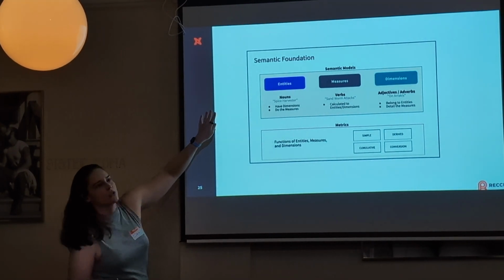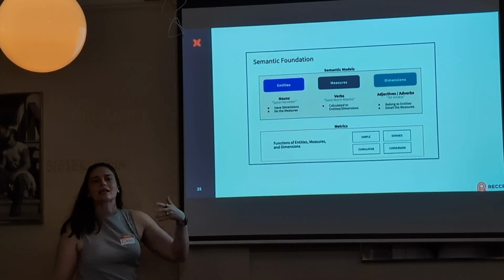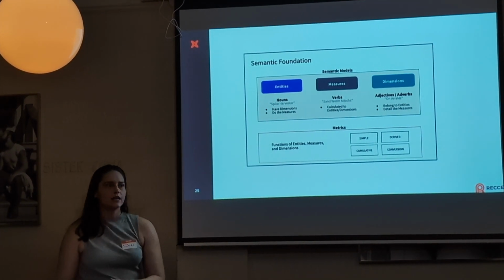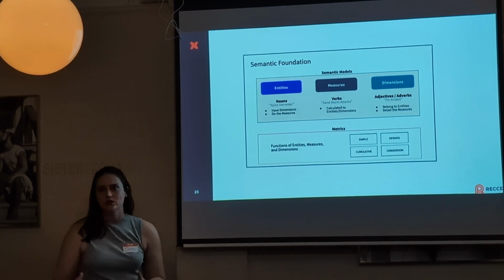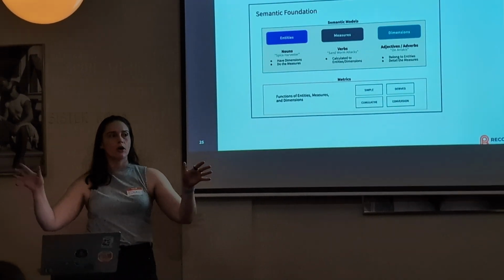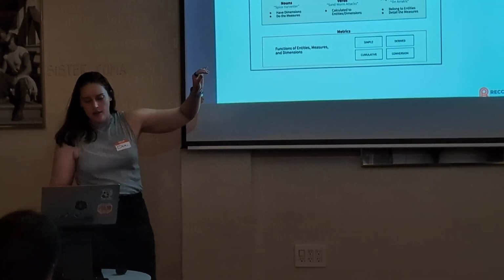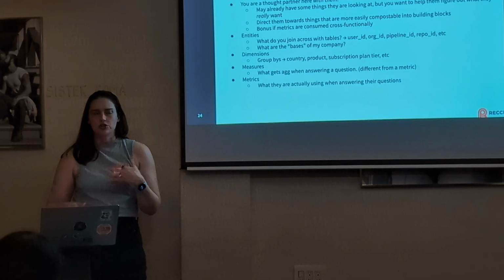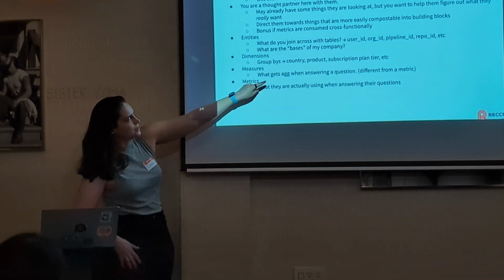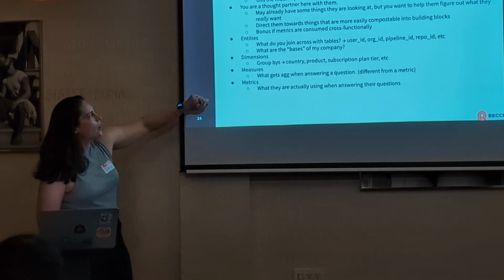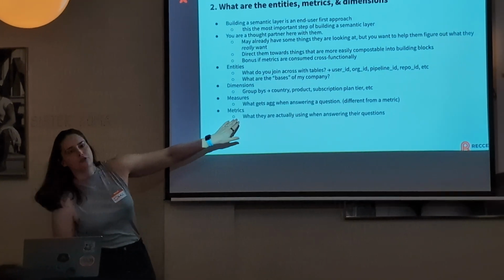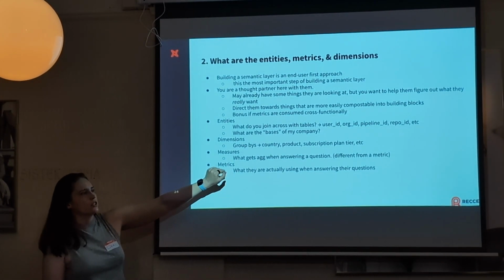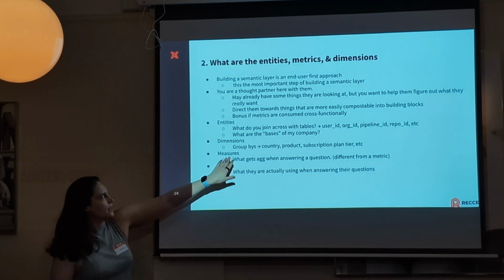Entities, I think, are the most important. These are typically the primary keys in a table, right? Your user ID, your organization ID, pipeline ID. I've worked at a bunch of dev tool companies, so whatever that looks like in your actual repo, that's what these are going to be. The measures are going to be mostly numerical. These are things that get aggregated up. Your dimensions are your usual group-bys: country, product, subscription plan, etc. The measures are different from metrics. This is going to be tricky. But a measure can also be a metric, and a metric can be made of different measures, right?